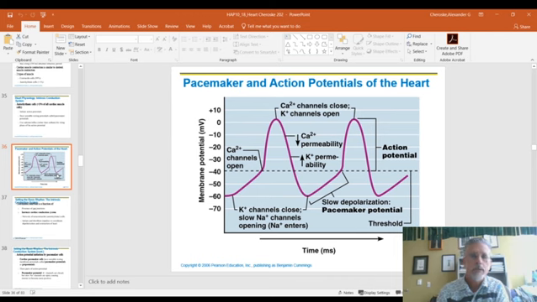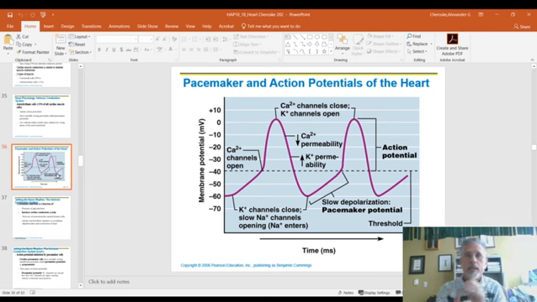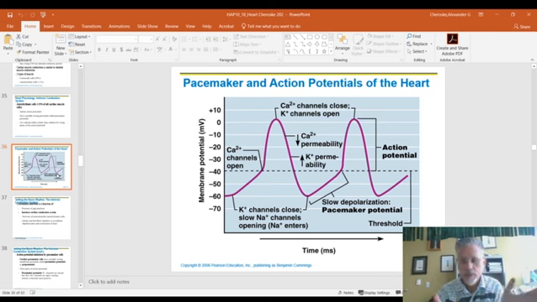Okay, so what do we get when we're looking at the autorhythmic cells and our contractile cells? This is a graph of the action potentials, the membrane potential, of our pacemaker or autorhythmic cells. When we're doing these compare and contrast questions, you can write it as a paragraph, in essay form, describing what's going on with these different types of cells, or you can do comparisons in more of an outline form. That's totally fine as well.